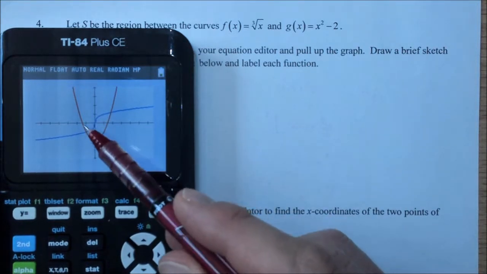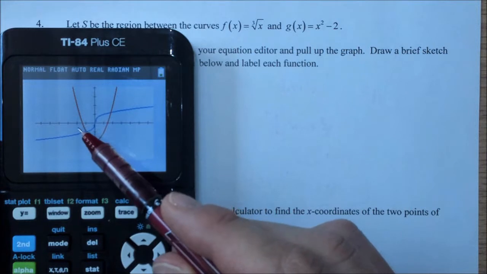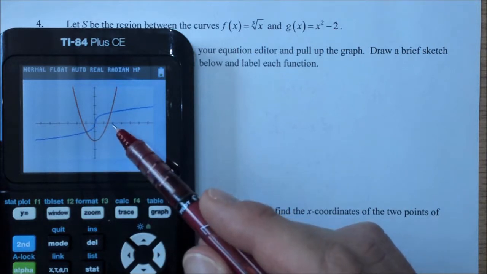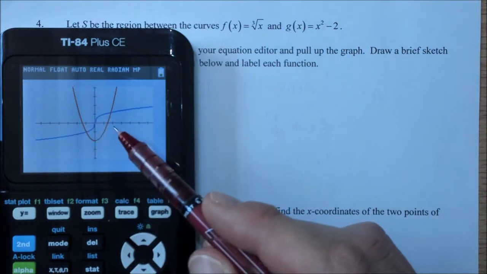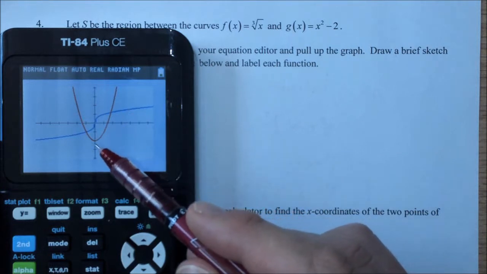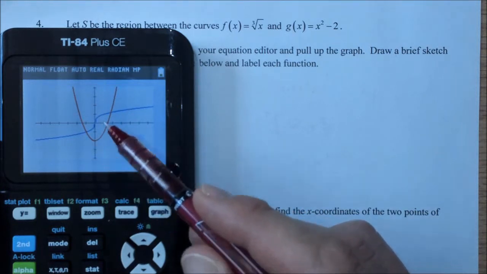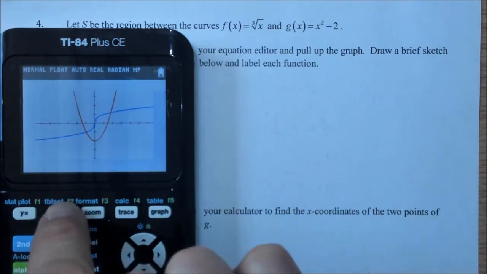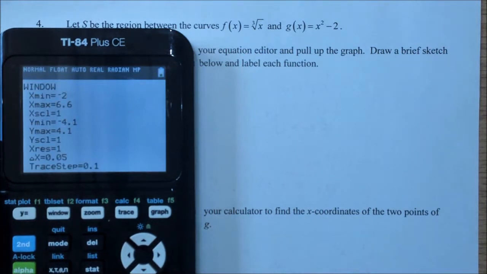So we can see that if we want to close in a little bit, we have negative 2 to 2 for our domain, should cover most of it. And then negative 3 to 3 for our range. So I'm going to go to Window, I'm going to type in negative 2 and 2, x scale can be 1, negative 3 and 3.